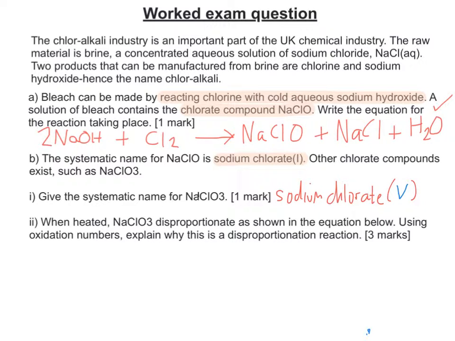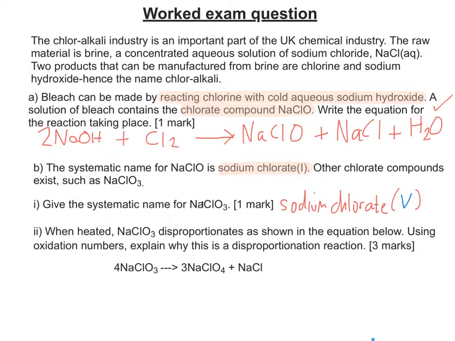So the next part of the question says, when heated, NaClO3 disproportionates as shown in the equation below. And I've forgotten to put the equation in, so I'm just going to pause and add that in. So you can either do this in words, or you can do it by the diagrammatic method, which is simply annotating the equation with the oxidation numbers and then drawing in whether each change is oxidation or reduction. We don't have to worry about oxidation numbers for sodium because it's always going to be +1. We don't have to worry about the oxidation numbers for oxygen because it's always going to be -2.